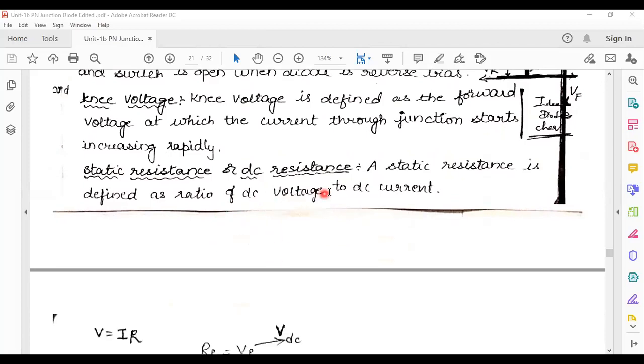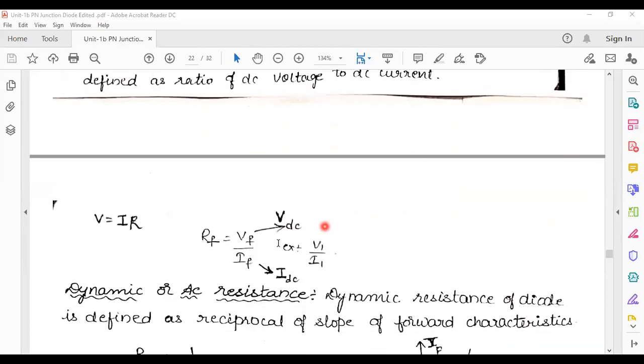Next, static or DC resistance. Static resistance is defined as the ratio of DC voltage to DC current. It is the same as what I said earlier as R_S; since we are taking it in the forward direction, we write it as R_F. From the formula V is equal to IR, R_F is equal to V_F by I_F. I can take this as a single point here, so it is V_DC by I_DC.